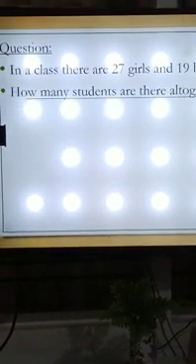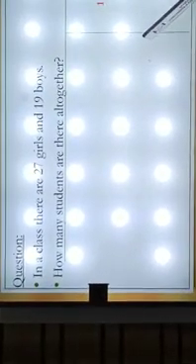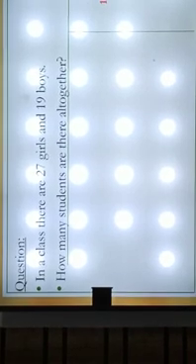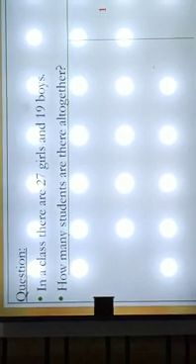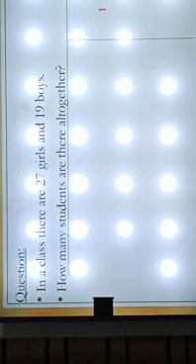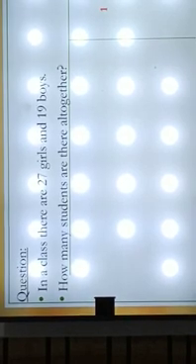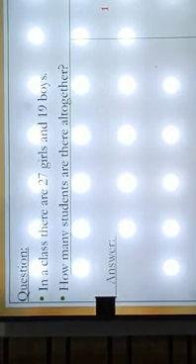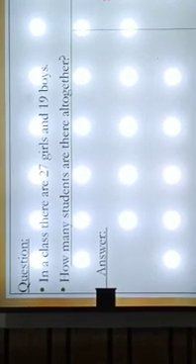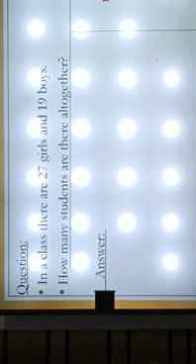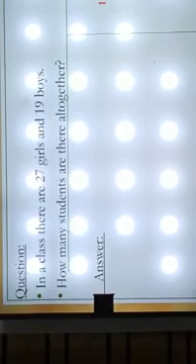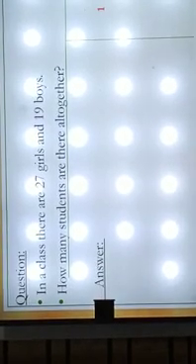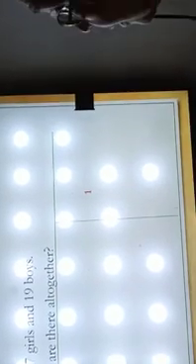So we can read a question. In a class, there are 27 girls and 19 boys. How many students are there altogether? After reading this question, you must ask a question to the question. First question: what do you want to get? Then the question will say, I want the number of students in the class. That is the point at which you have to arrive.